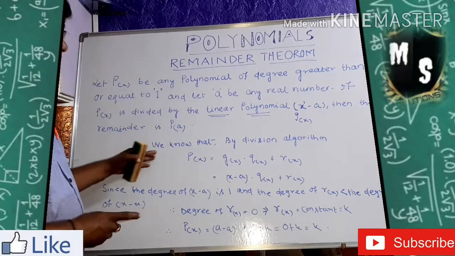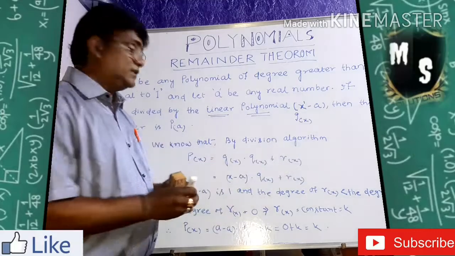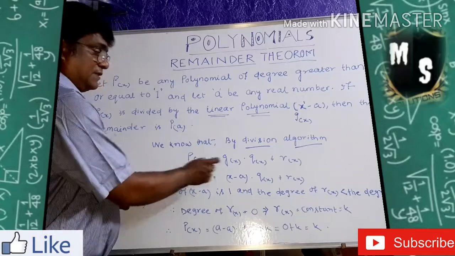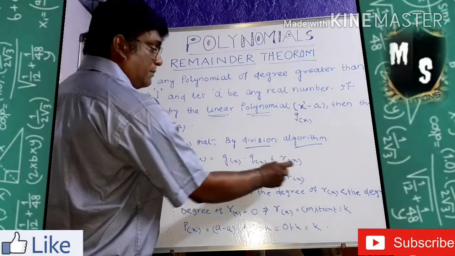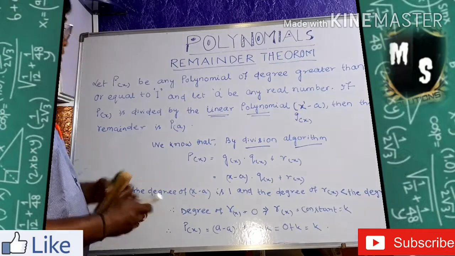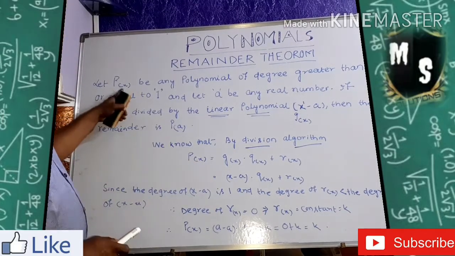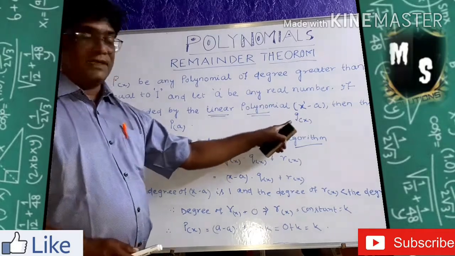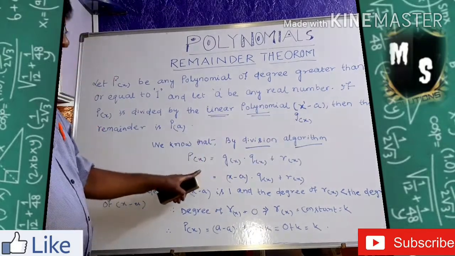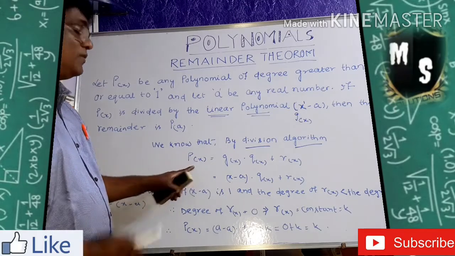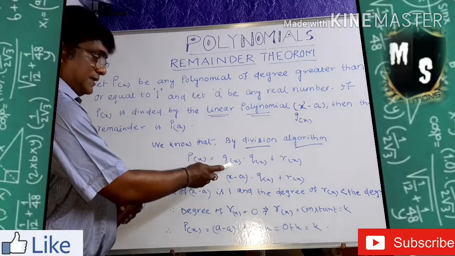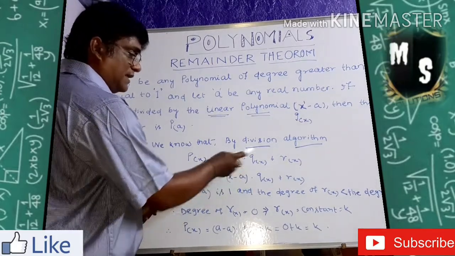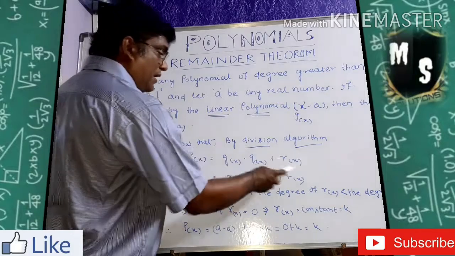Now you see, we know that by the division algorithm. What is the division algorithm? Class 5th study. Dividend is equal to divisor into quotient plus remainder. So my polynomial px is the dividend here. This polynomial is going to be divided by another polynomial that is called gx. So my dividend is px, and this px is going to be divided by gx, so my divisor is gx. So dividend is equal to divisor into quotient, let it be qx, plus the remainder, let it be rx.